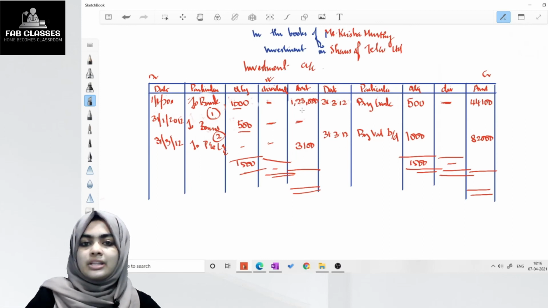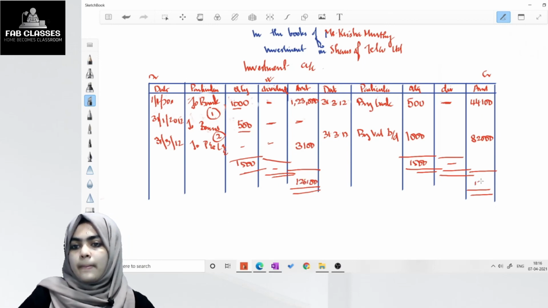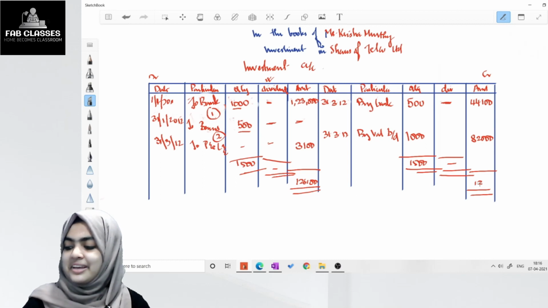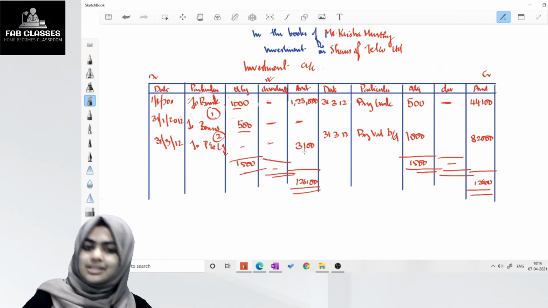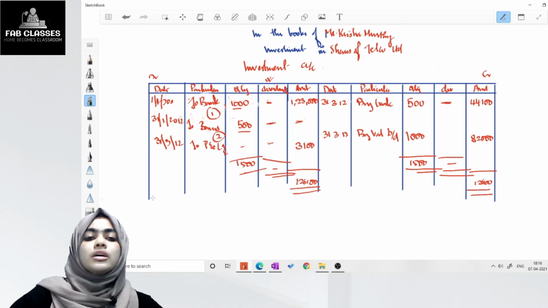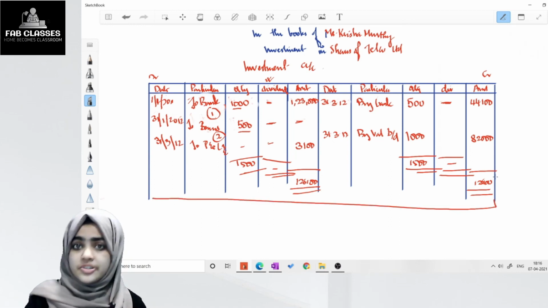So 1,23,000 plus 1,26,100, this will be the greater side, I think. Let's see, 44,100 plus 82,000 gives 1,26,100. So there is nothing as a balancing figure. So the figure is balanced. So this is all about illustration number 2.